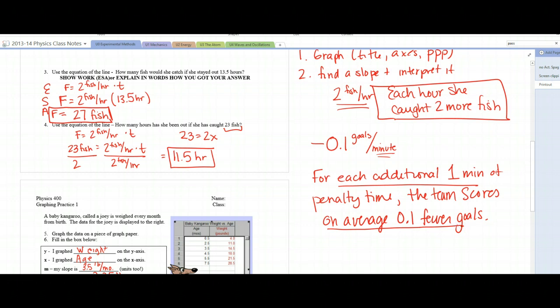Remember in the marble lab we said that for each additional noodle, the strength increases on average 13.2 marbles. We rounded that down to 13 marbles because that was how it was. But you can't have half a goal, but since we're talking on average, it's okay to say that. So for each additional 1 minute of penalty time, the team scores an average of 0.1 fewer goals, and that's because this slope is negative.